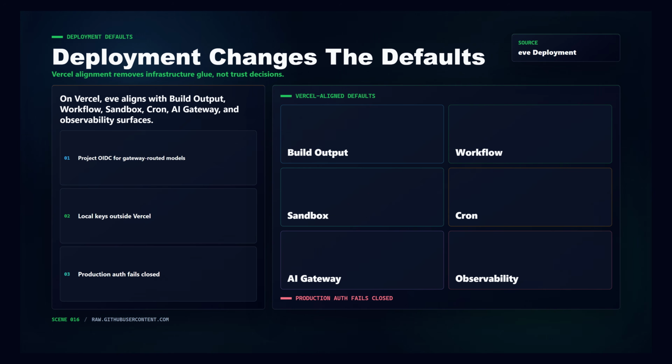The deployed Eve build is where Vercel alignment matters. Eve build compiles artifacts. On Vercel, Eve uses Vercel build output, Vercel workflow, Vercel sandbox, Vercel cron, AI gateway, and Vercel observability surfaces by default. Gateway-routed model IDs can authenticate through Project OIDC. Outside Vercel, developers use an AI gateway API key or direct provider packages and provider keys. But the docs are blunt about auth. Production auth fails closed by default. Scaffolded placeholder auth must be replaced before routes are exposed.